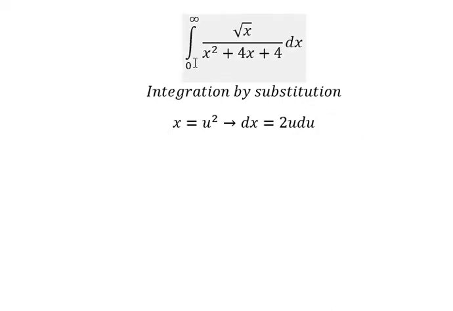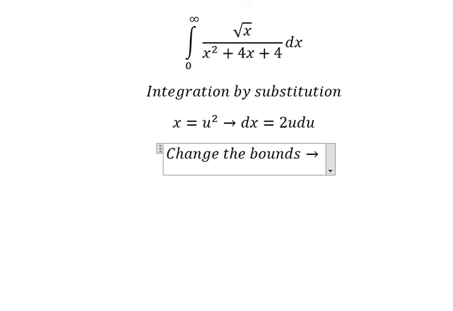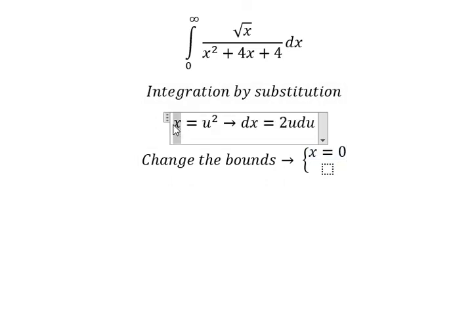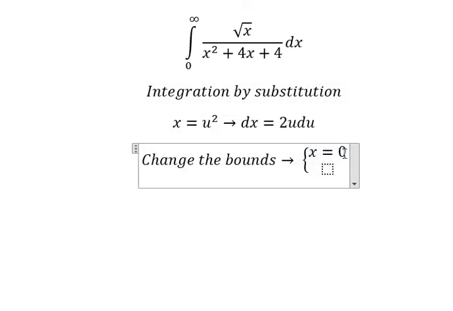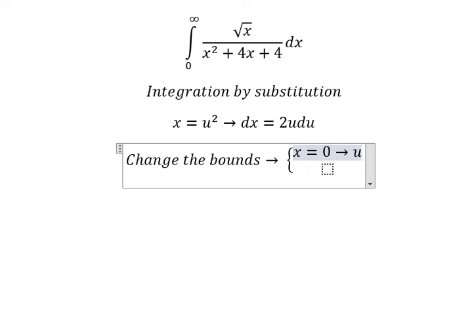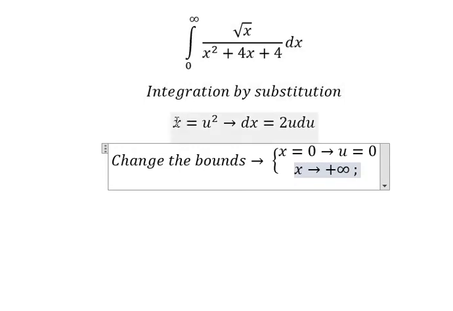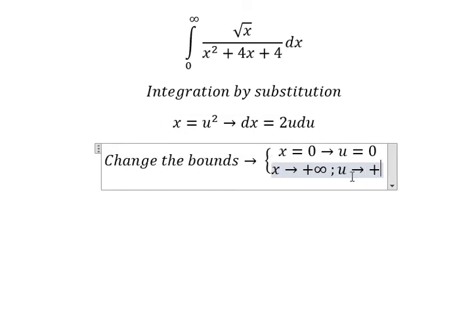Next, we need to change the boundaries. So, if x equals 0, we put 0 here, and you get u equals 0. If x goes to positive infinity, in this situation we put positive infinity in here, so u will go to positive infinity.